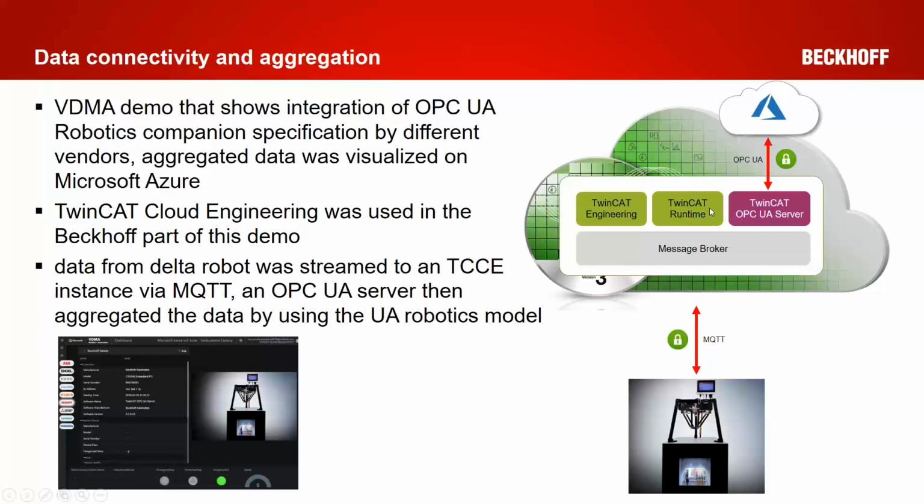The advantage of this scenario was that we could easily ship the Delta robot to many different places all around the globe, and we only required one internet connection. We made use of the outgoing data connectivity of MQTT to just publish the data to the message broker, aggregate it in the central cloud engineering instance, and then make this data available via OPC UA, so that the dashboard from the VDMA, which was running on Microsoft Azure, could pick up the data and display it. So very convenient, worked very well. And this is a possible use case.